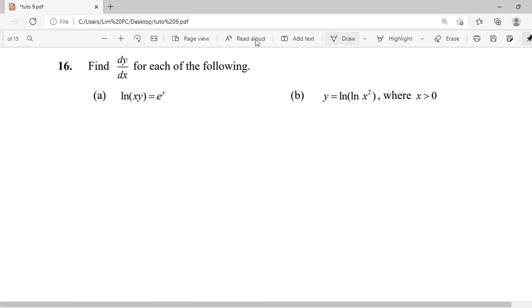So for question 9, question 16, find dy/dx for each of the following. Question A: ln(xy) = e^y. So look at our variables here. We have xy, the xy is combined together, so this is the implicit concept. We're going to look at question A first, called implicit concept.